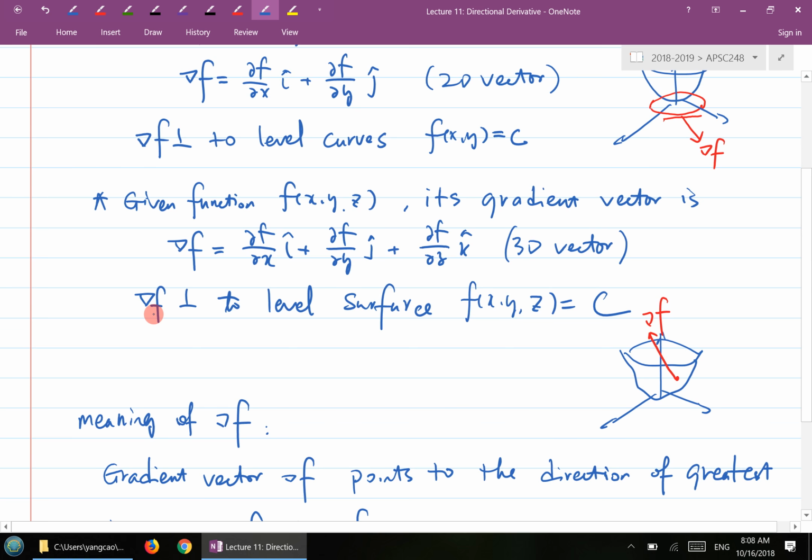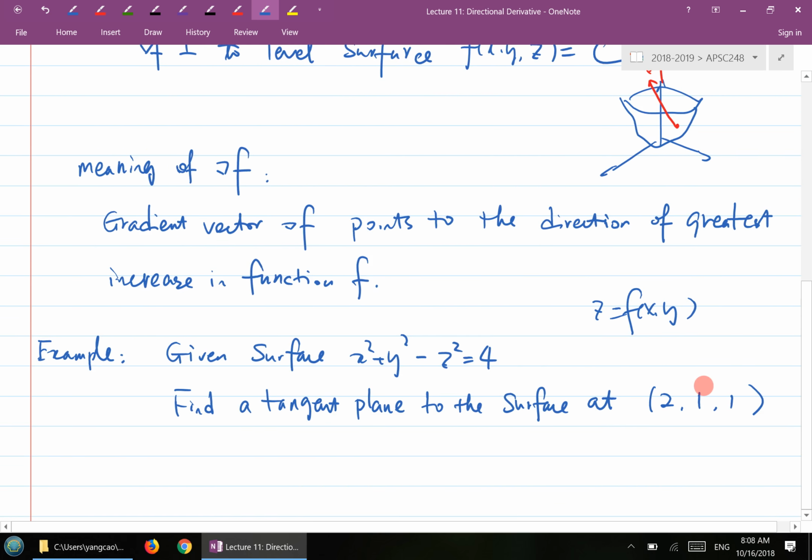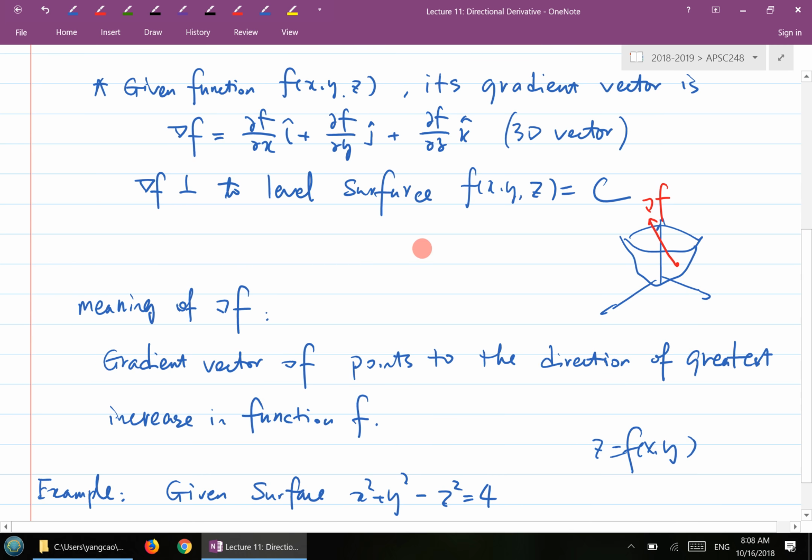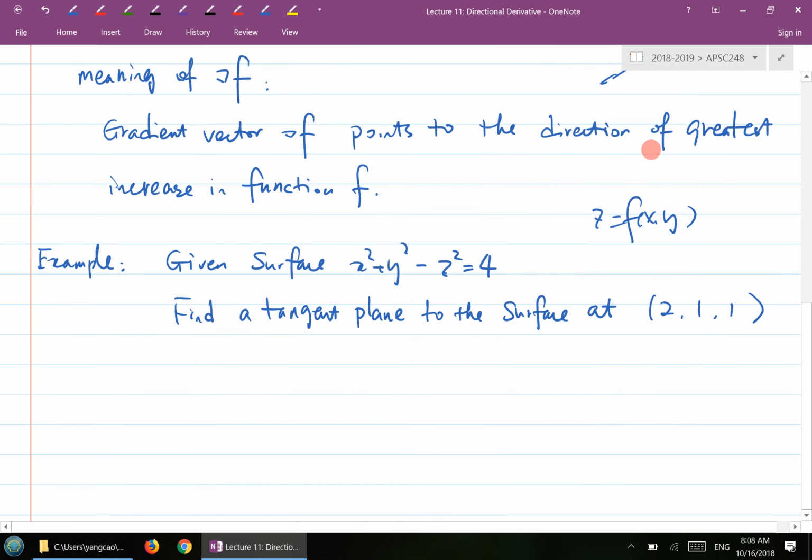We already have a point, so the point is over here. So we only need a normal vector to the plane. And according to the theory, the gradient vector happens to be the candidate because the gradient vector is perpendicular to the surface at any point. So what we need is to calculate the gradient vector based on this surface that is here.